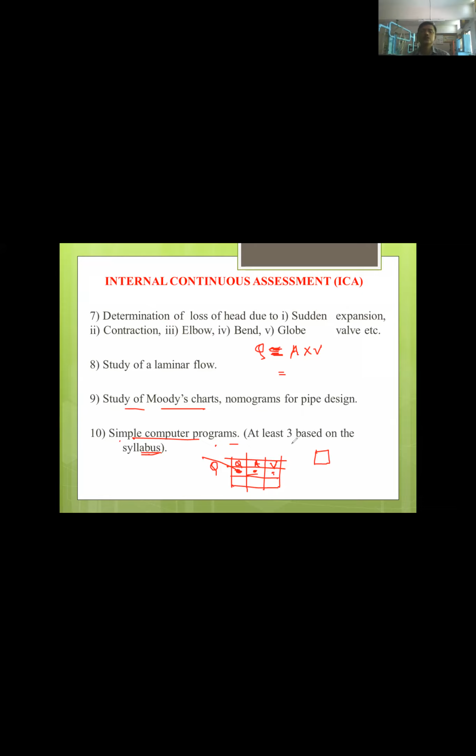Similarly, we can use the program for finding the other formulas, okay, other values. For example, head loss due to friction, we have one formula, Darcy-Weisbach formula, hf is equal to 4 f L v square upon 2 g D. Okay, this is one formula. So we can put all these values here in the Excel sheet, and directly after putting those values, we can get what is the value of hf. Okay, so in this way, we can prepare a number of problems and formulas here for the calculation purpose.